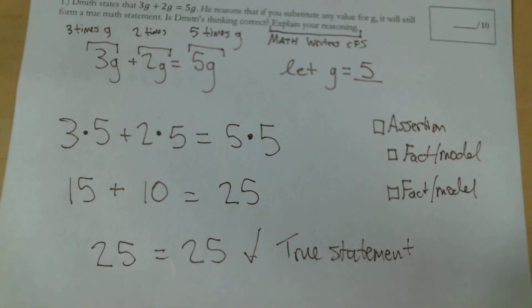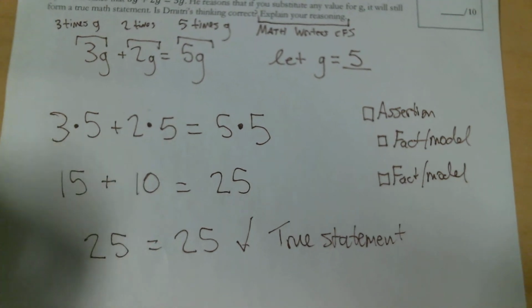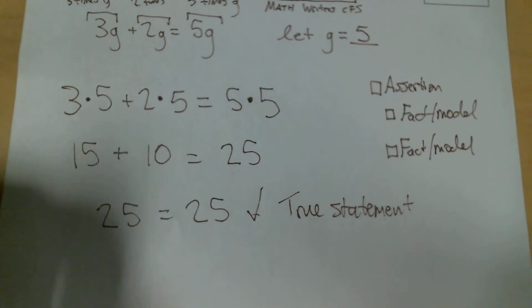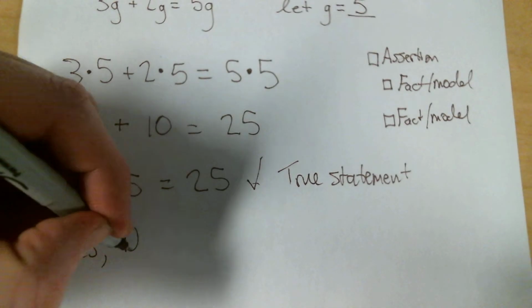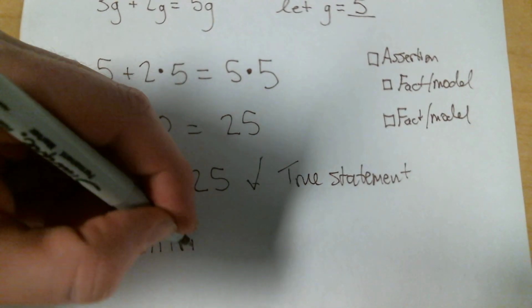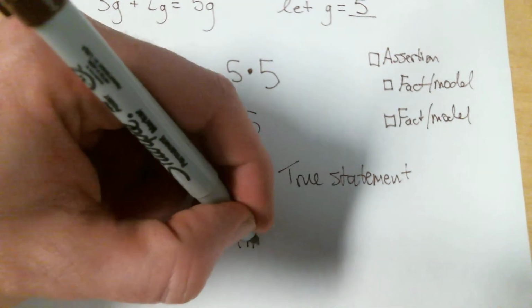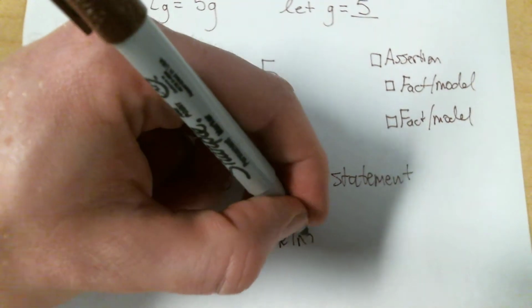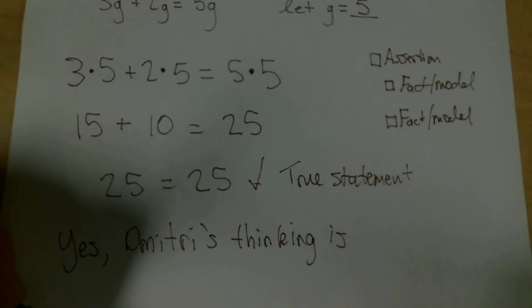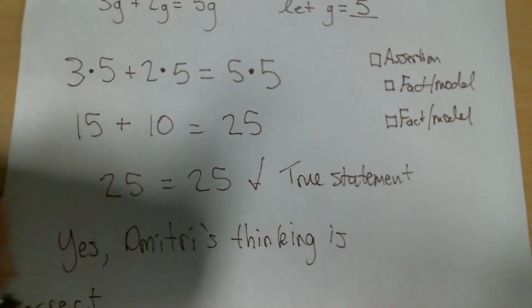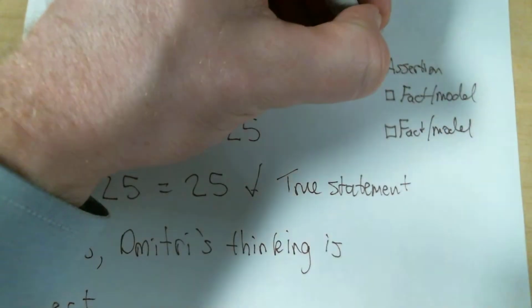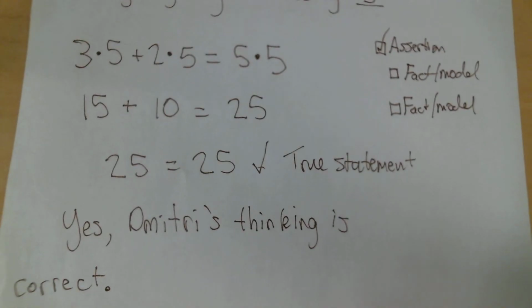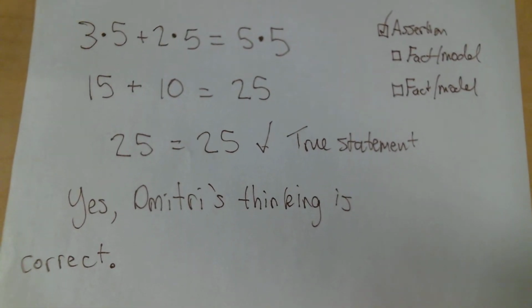So let's go ahead and check in here. Let's see what we can think about. So is Dmitry's thinking correct? So let's start with our assertion. Is Dmitry's thinking correct? Yeah, we should probably say yes it is. So we should say yes, Dmitry's thinking is correct. So already, I've got my assertion, so I can check that off. Boom, assertion, done. Yes, Dmitry's thinking is correct.